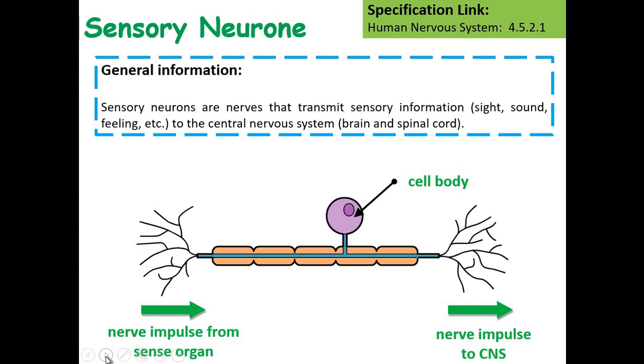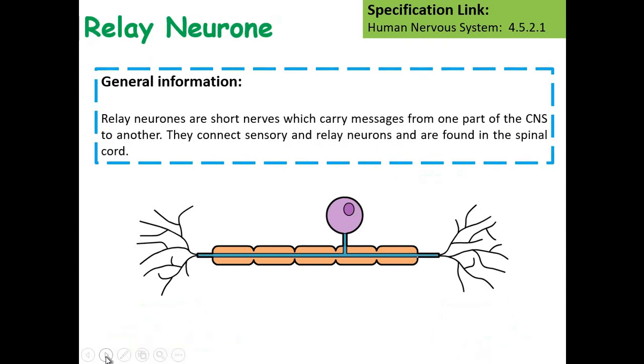So sensory neurons are nerves that transmit sensory information, sight, sound, feeling, etc., to the central nervous system, the brain and the spinal cord. In our example, we picked up the hot plate, and that sensory information is transmitted as an electrical impulse all the way up the sensory neuron. When that message reaches the spinal cord, it will synapse, and we'll come to synapse later on. It's just a gap between two neurons. It will synapse with a relay neuron.